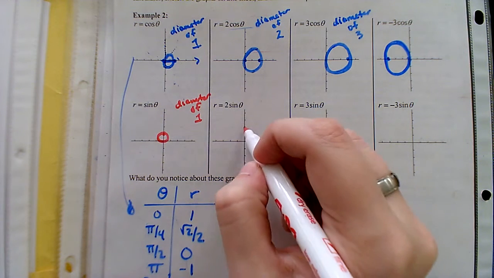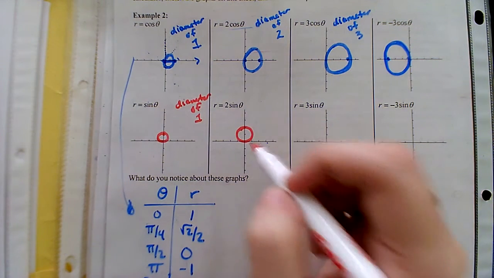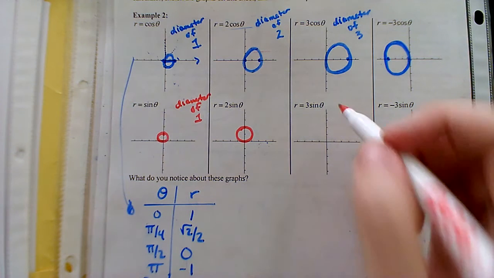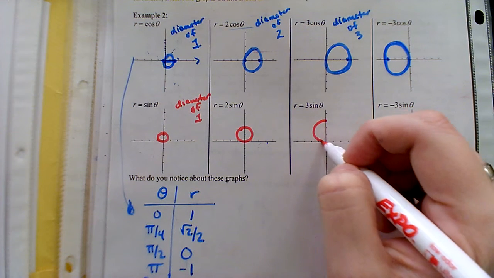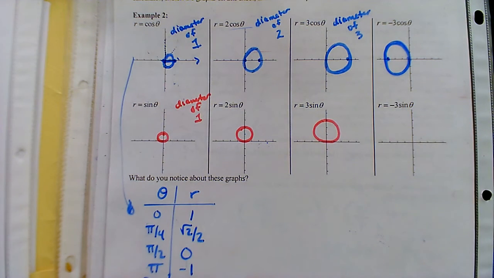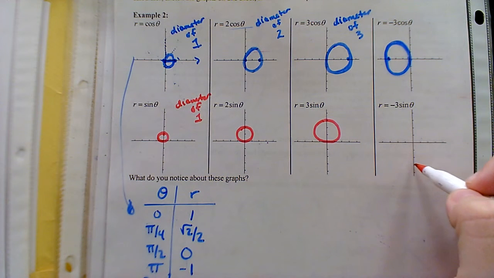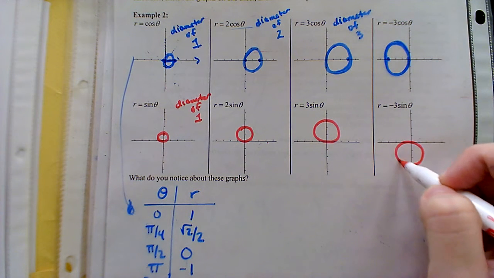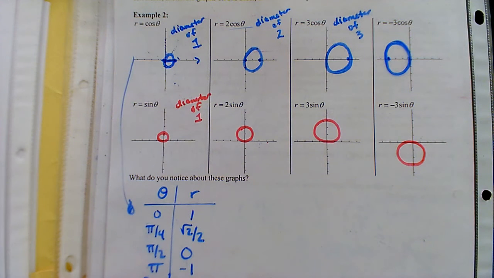And the next one has a diameter of 2 on the y-axis. And then 3. And then the last one will be -3.